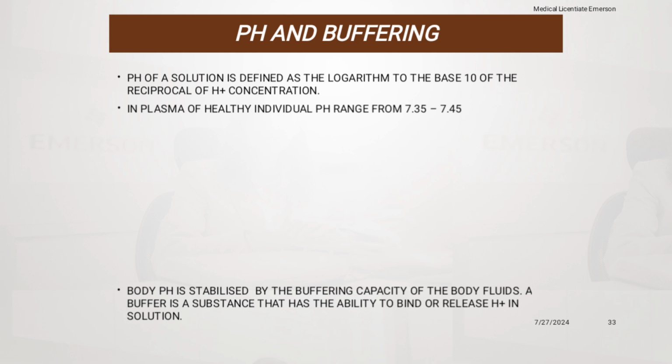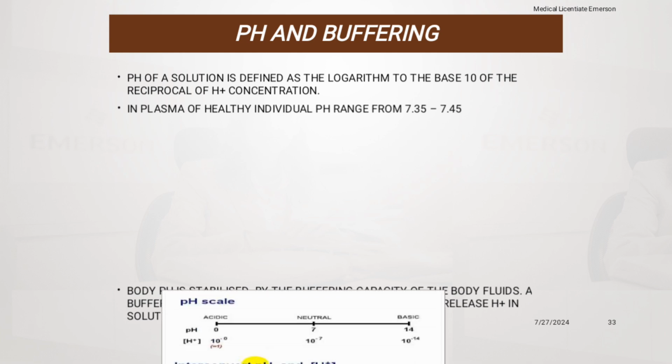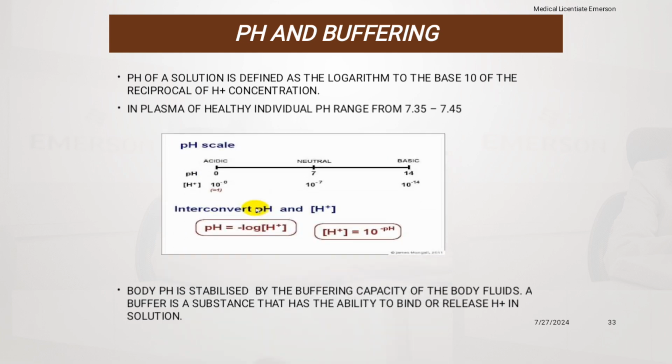So we have to know that a buffer is a substance that has the ability to bind or release hydrogen in solution. Okay, so that's the pH scale, where if the pH is less than 7.35, we say it's acidic. More than 7.35, that's basic. Okay, the normal is 7.35 to 7.45 in a healthy individual. Okay, so we can move on.